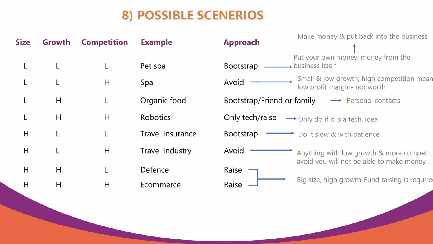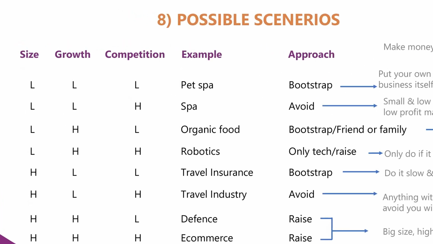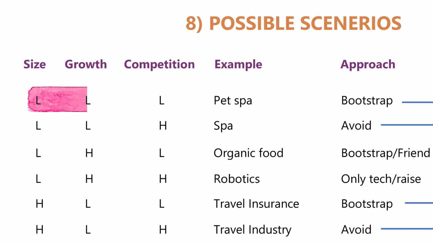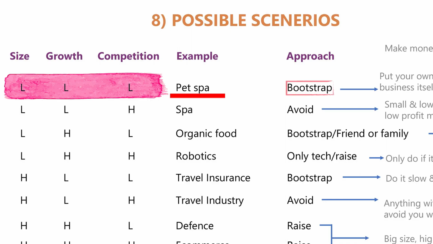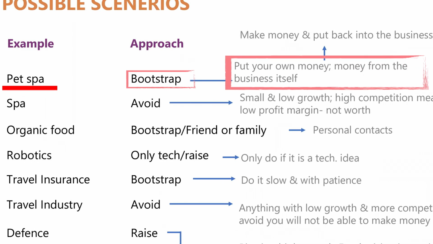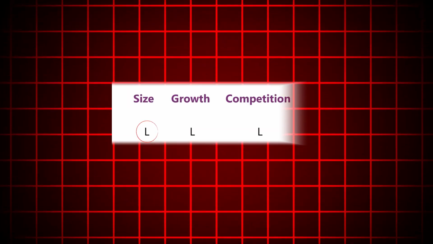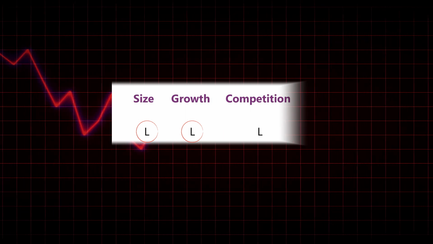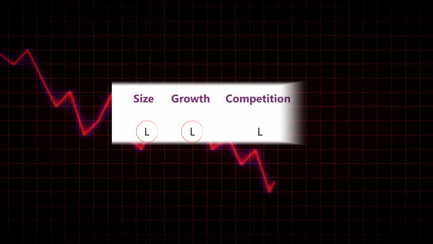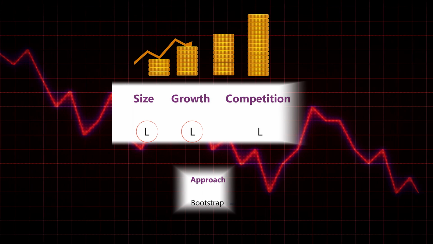Let's assume the idea which you have shortlisted comes under the first category, where size is low, growth is low, and competition is low. One of the basic examples I kept here is the pet spa, guys. For this kind of business, I strongly recommend bootstrapping. What is the meaning of bootstrap here? Put in your own money or the money from the business itself. As you know, the size and growth are very low, and it's not going to grow big in size, or growth won't be increasing. So it's better to bootstrap rather than raise funds.